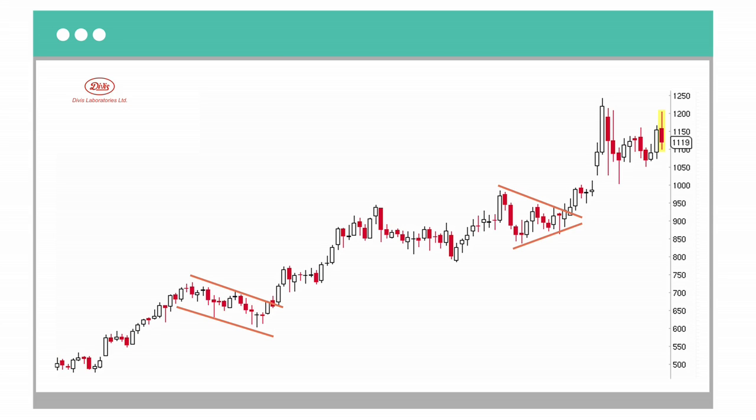So that's it. That's what these major continuation patterns look like: the flag and the symmetrical triangle. In the next lesson, we're going to discuss how to actually trade it. Where do you buy? Where do you sell? And of course, the most important thing, where do you take your profits?